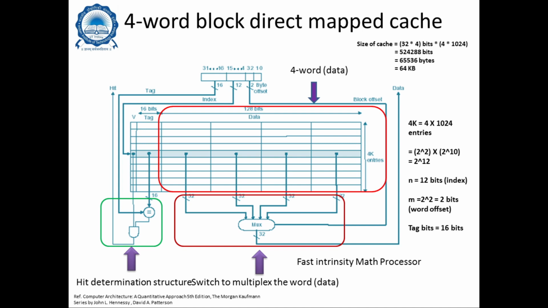So it will be 32 bits times 4, okay, because every location has 32 bits. So it will be 32 times 4 number of bits multiplied by the number of entries, which is 1024. So that gives you 524288 bits. When you divide that by 8, that gives you 65,536 bytes, and when you convert that to kilobytes, it becomes 64 KB. So this is a 64 KB cache that we are talking about.